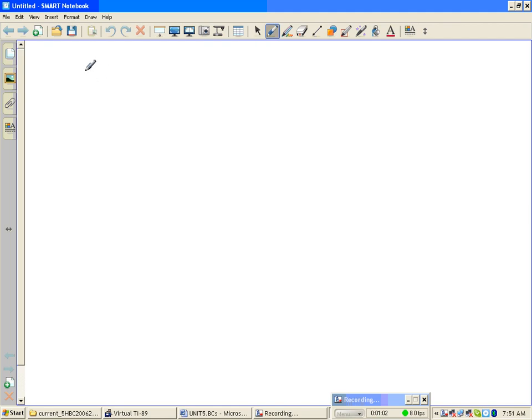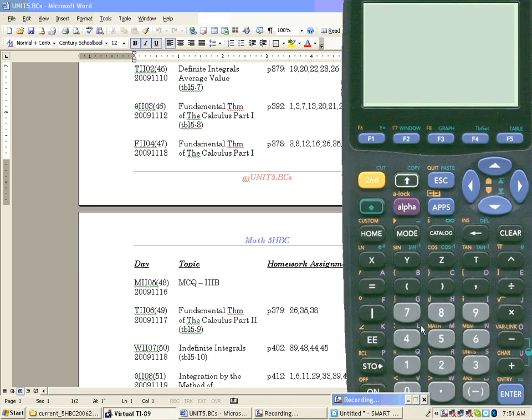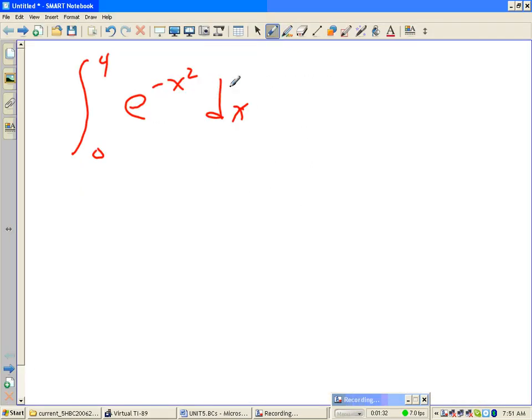Let's say I want the area from 0 to 4 under the curve e to the negative x squared. Now this you have to use a program. Some kind of a program. Or if you're using the calculator, it would be second 7, right? You can use second 7, which is basically a program to do Simpson's rule built into your calculator. Okay? But let's use our program.